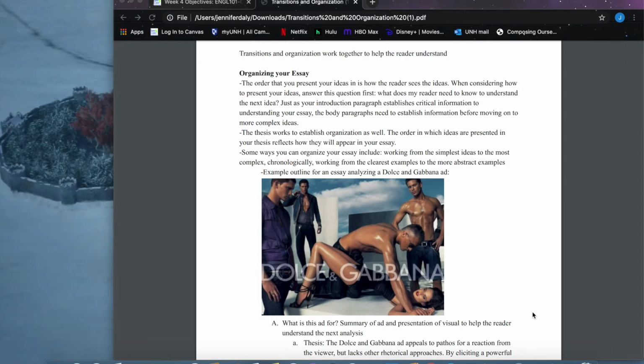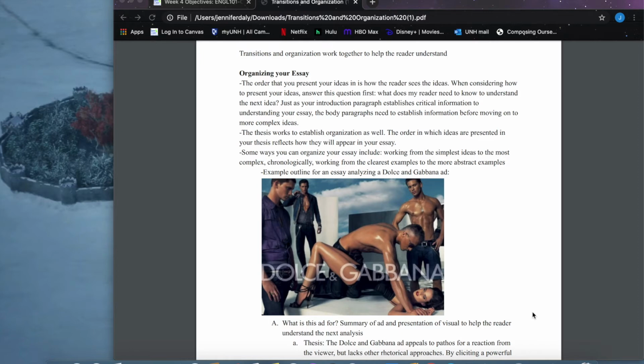Organization is going to do something like that as well. You want to present ideas that will set the foundation for the ideas that come later. You need to establish information before moving on to complex and abstract ideas.